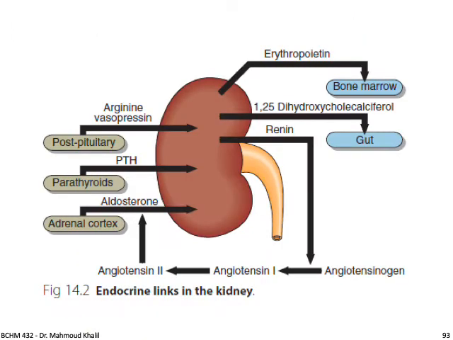If you look closely at the functions of the kidney, you can see that it can be stimulated with AVP from the posterior pituitary, parathyroid hormone from the parathyroid, and aldosterone from the adrenal cortex. Aldosterone needs to be activated by the renin secreted from the kidney, which converts angiotensinogen into angiotensin 1 and 2, which activate the aldosterone to affect the kidney. Also, the kidney produces erythropoietin, which helps in the development of the bone marrow, as well as the active form of vitamin D for the gut. And this figure shows the endocrine links in the kidney.